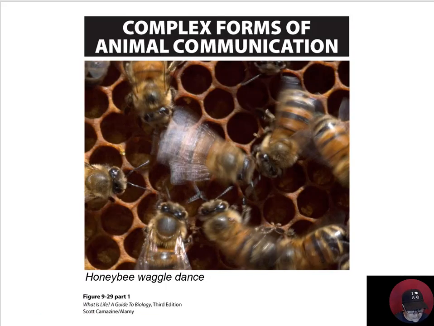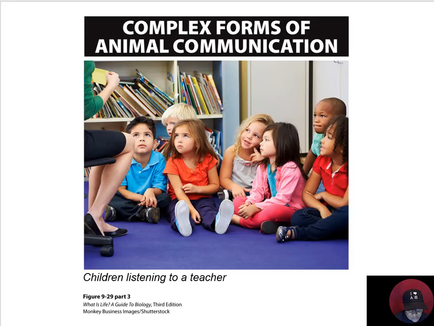There are complex forms of communication in the animal world. Here we have the honeybee waggle dance, which before we thought, oh, they're just basically kind of wagging that they found something. Well, it turns out they're actually giving the GPS coordinates of exactly where the flowers and the pollen source is, which is incredible. It's conveying latitude and longitude coordinates to the other bees, which we didn't know before. So very complex.